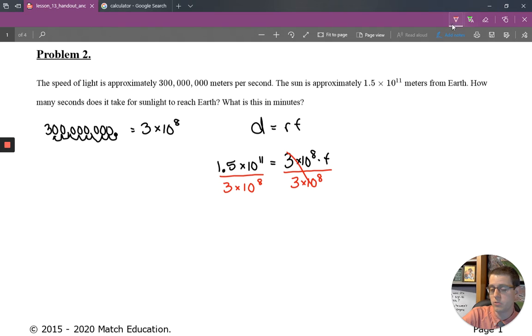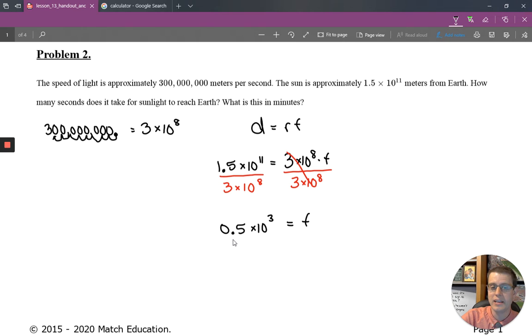It cancels out on the right side. On the left side, 1.5 divided by 3 is 5/10. 10 to the 11th divided by 10 to the 8th, subtract the exponents. 11 minus 8 is 3. So 0.5 times 10 to the third is my time.